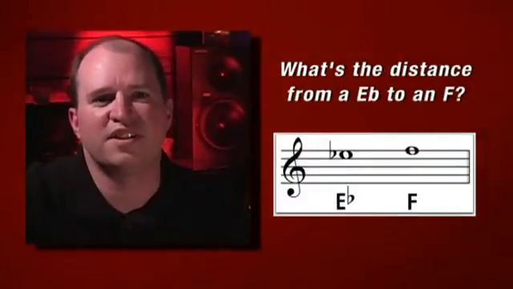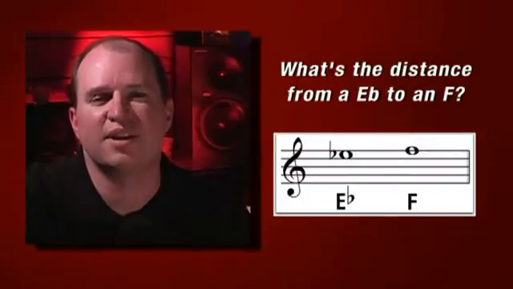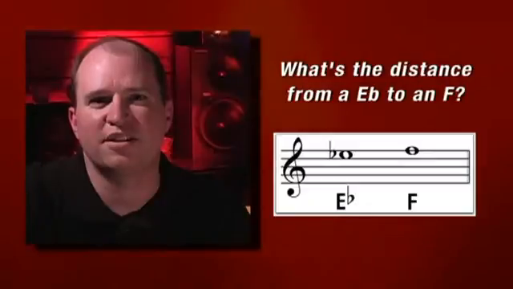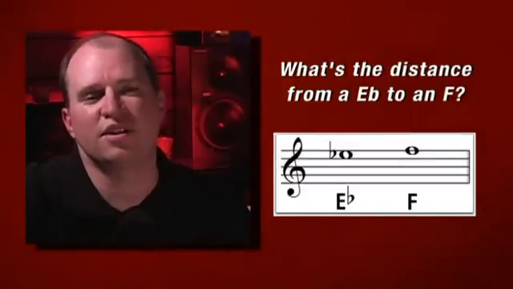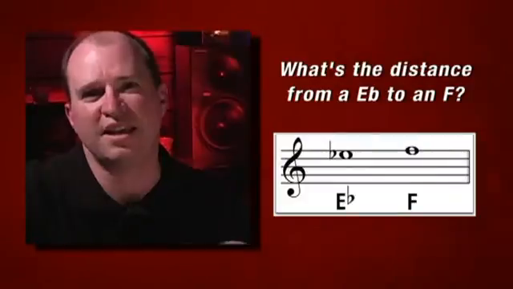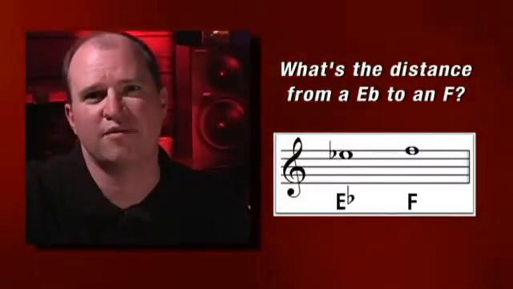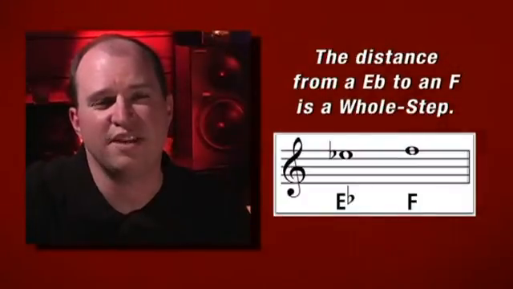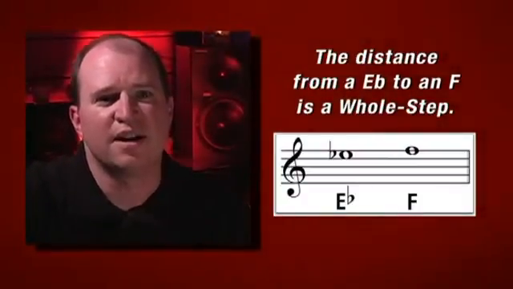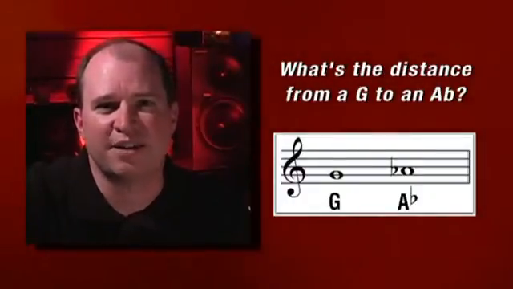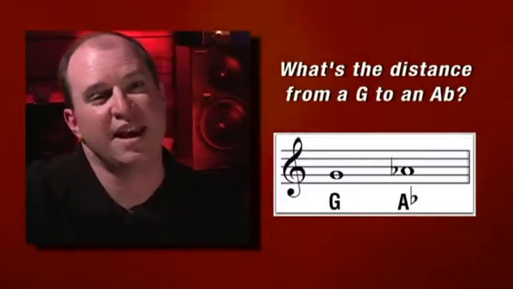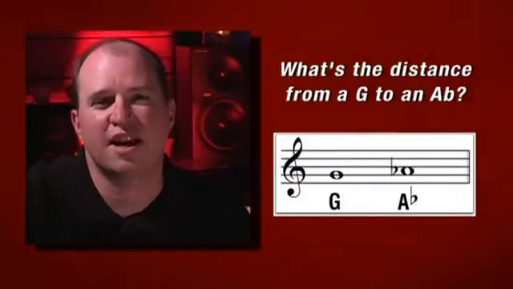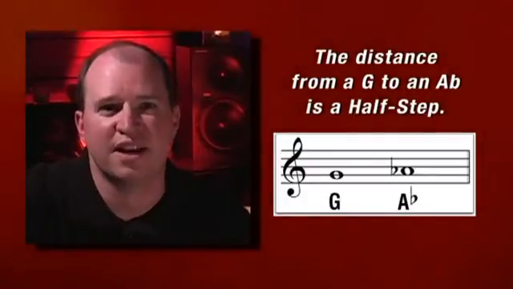What is the distance from an E flat to an F? Think about that for a second. If an E to an F is a half step, then if I scoot that E farther from the F by a half step, it becomes an E flat, and that becomes a whole step. So an E flat to an F is a whole step. What about the distance from a G to an A flat? A G to an A is a whole step. If I scoot that A closer down to the G, it becomes just a half step. So a G to an A flat is a half step.